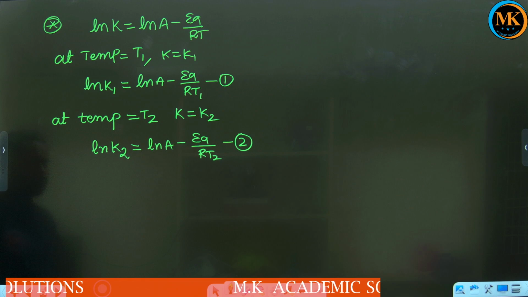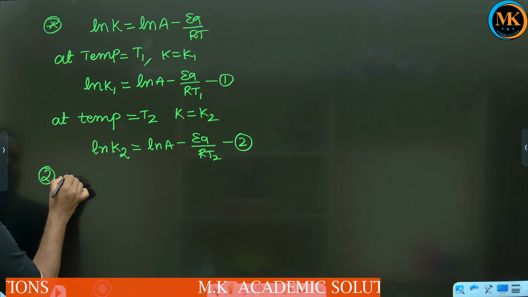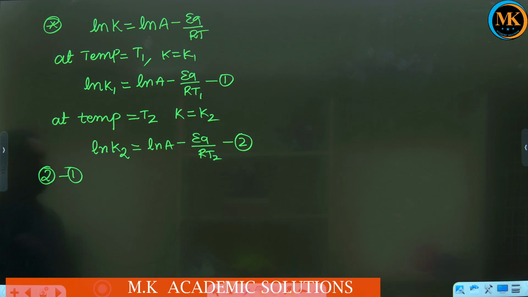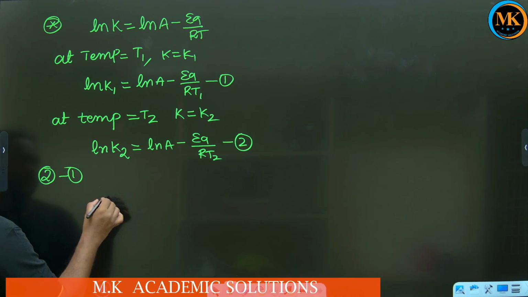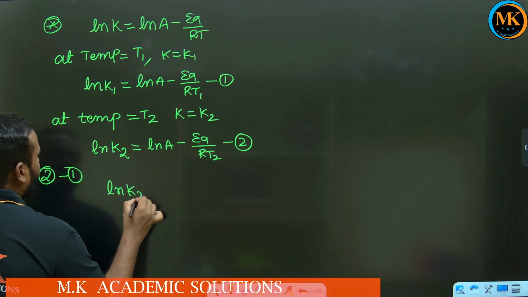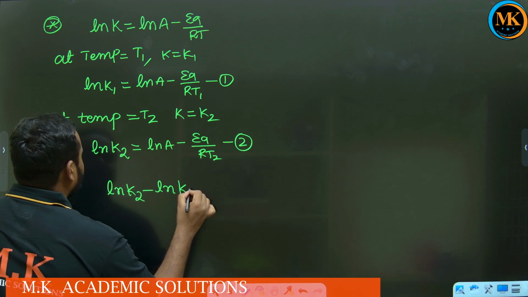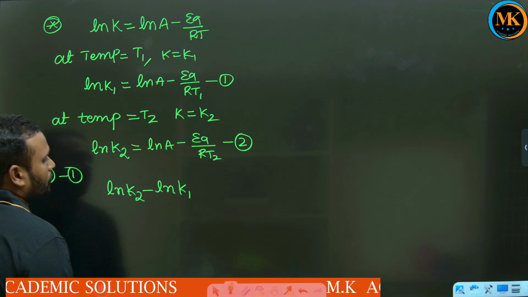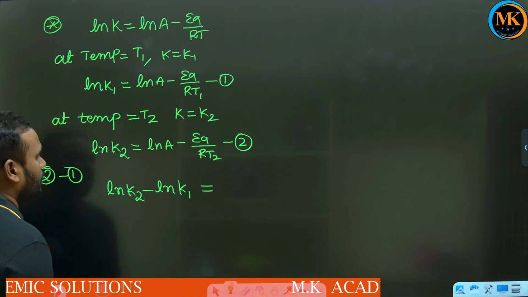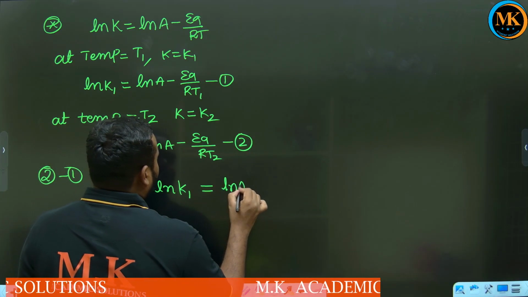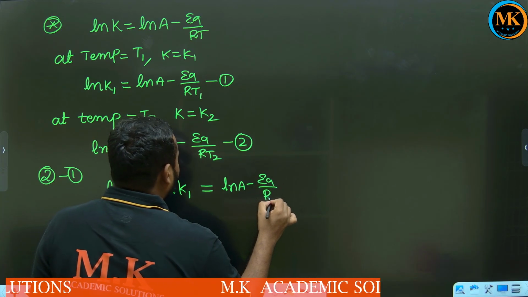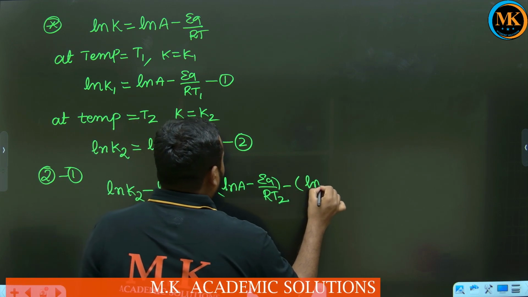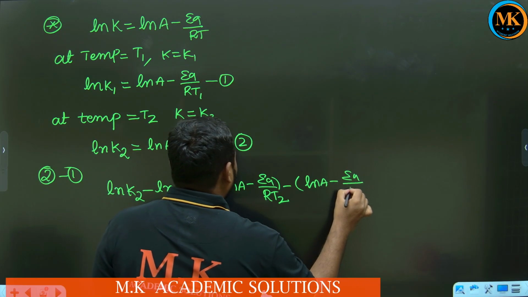Okay, so now let us do 2 minus 1. Subtract the first equation from the second equation. So if you do so, what will we get, children? ln k2 minus ln k1 means LHS we need to subtract. That is equal to RHS minus RHS. That is ln A minus EA by RT2 minus ln A minus EA by RT1.